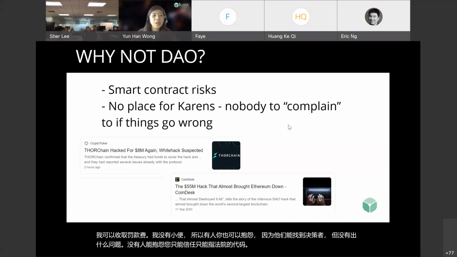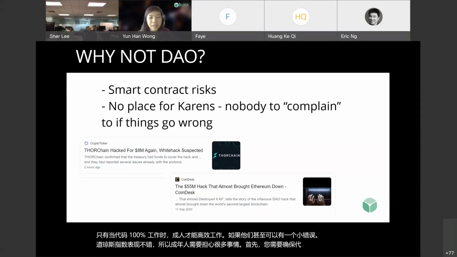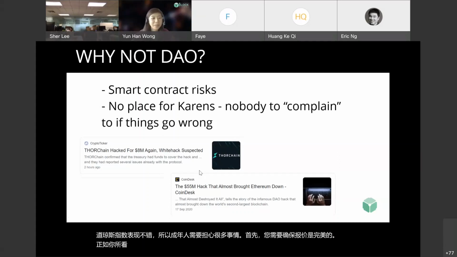All right, so with a DAO, there are also issues with safety. A DAO can be efficient only if the code works 100%. If the code has even just one small error, the DAO is dead. All right, so a lot of things to worry about in a DAO. Firstly, you need to ensure that the code is perfect. As you can see from this slide, what do you see?